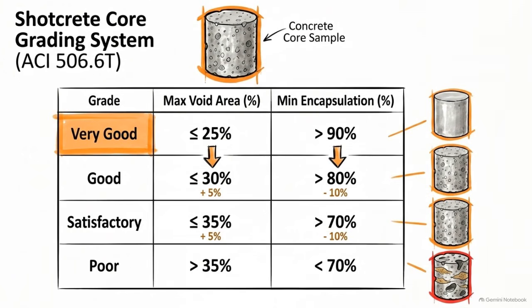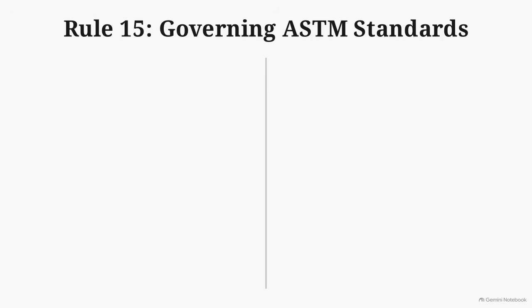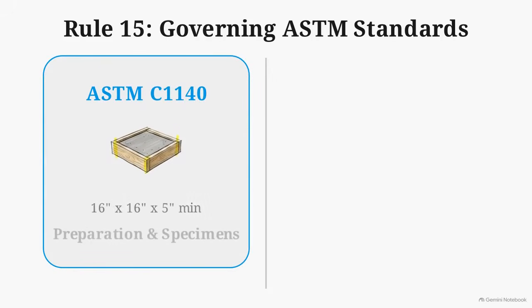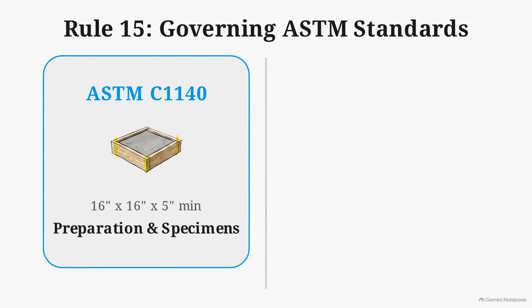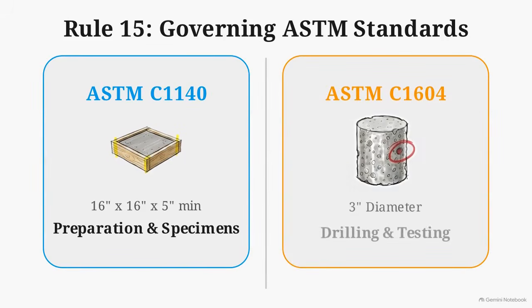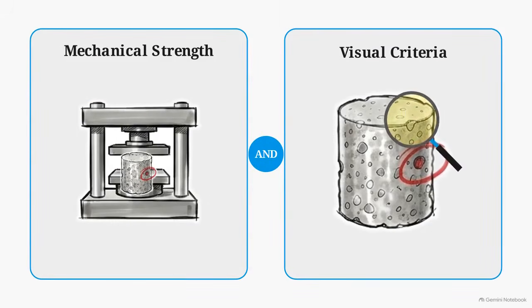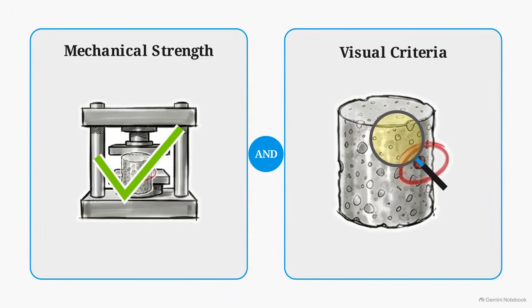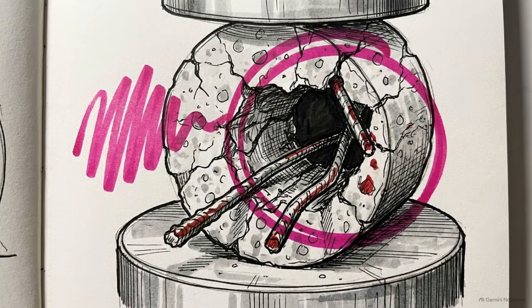For each grade drop from very good to satisfactory, the allowable void area increases by 5%, while the required encapsulation decreases by 10%. Rule 15 distinguishes the governing ASTM standards. ASTM C1140 covers the preparation of the test panel, while ASTM C1604 governs the testing of the core. Acceptance requires passing both the strength data and the visual criteria. A high compressive strength result does not override the presence of a visual void or poor encapsulation.